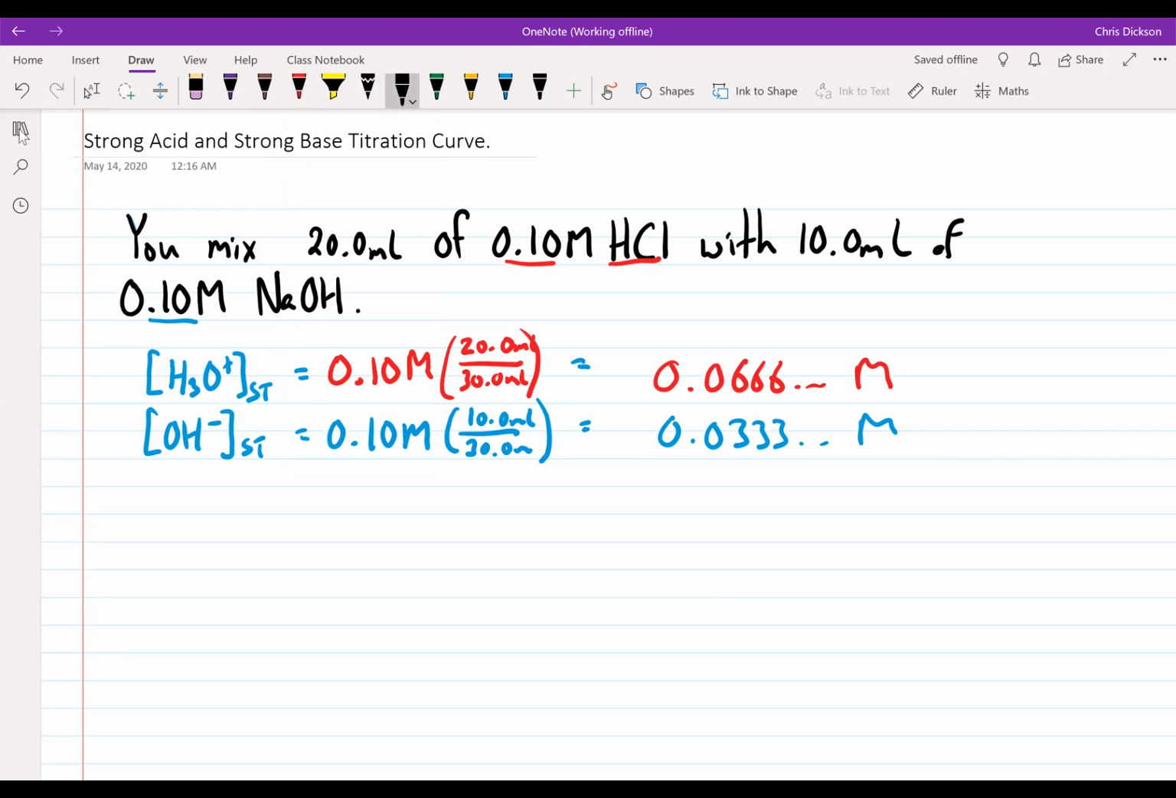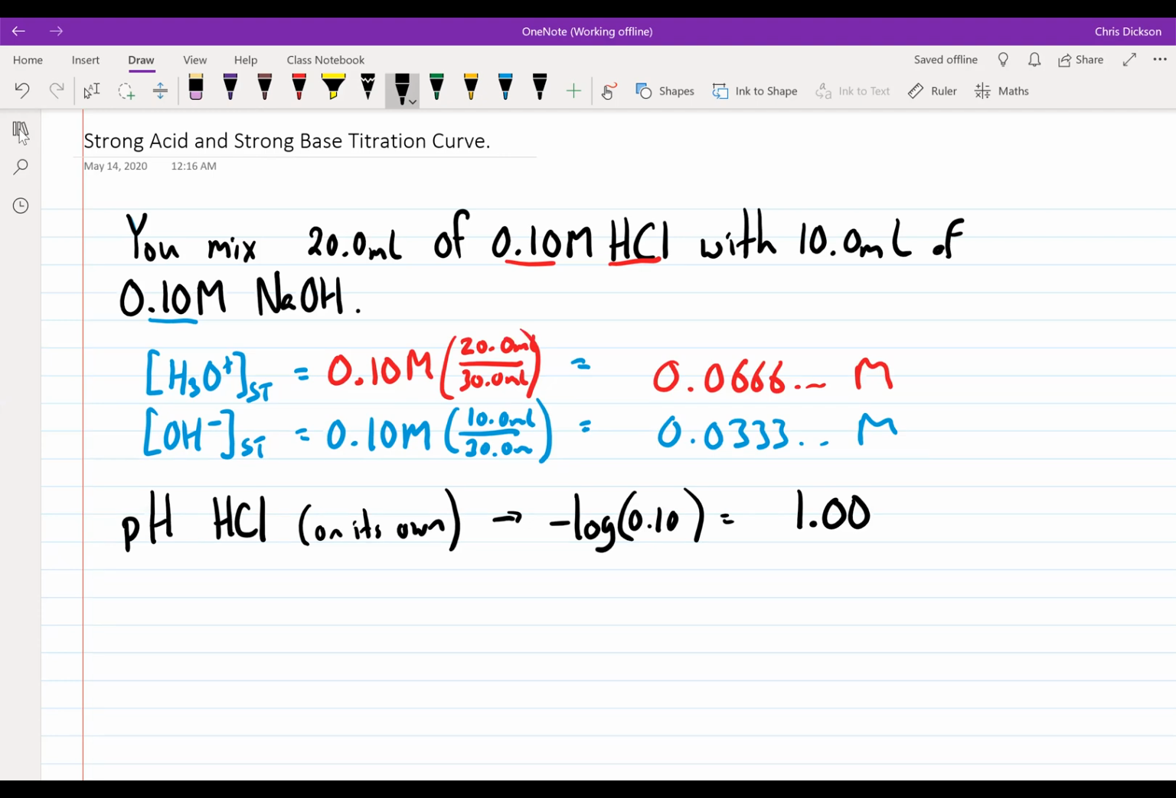So if we look at the pH of the HCl on its own, let's say you measured the pH, not pOH, of the HCl before you even mixed it. Well, you would just take the negative log of the hydronium, which would be 0.10 molar. So right now you've got a pH of 1.00.